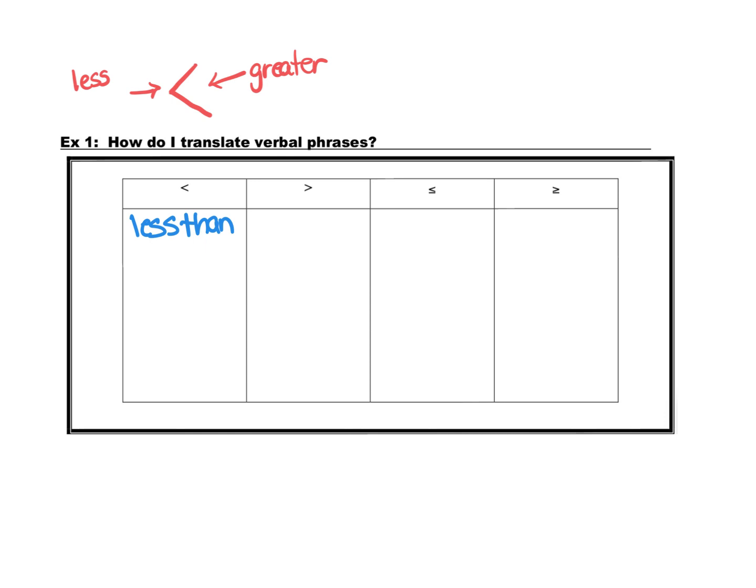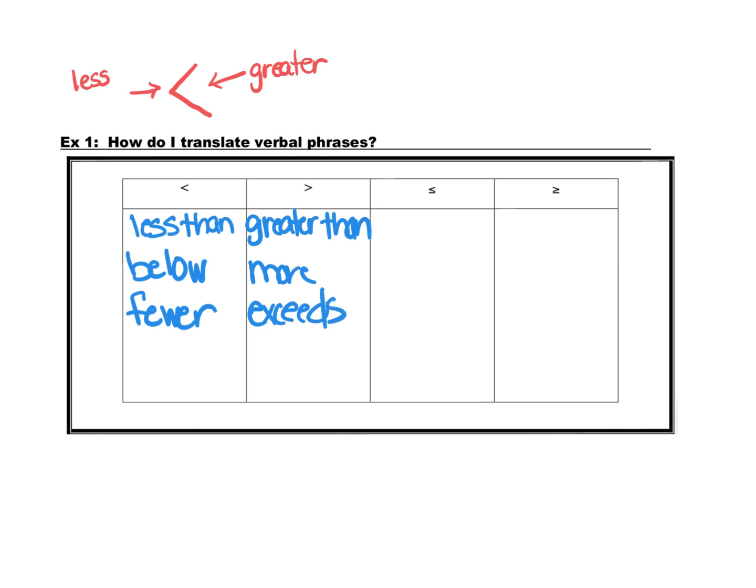Now, some other words that you might use for less than might be below and fewer. This isn't a complete list, but it's a pretty good list. All right, so for our next one, notice how we are going from left to right, and we've got the big side. So this one is the greater than. Some other words might be more than or exceeds.